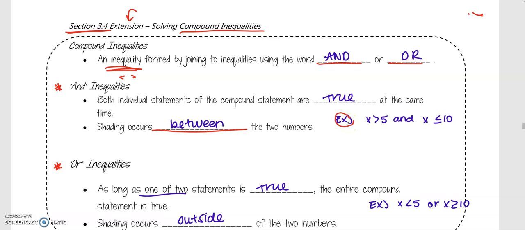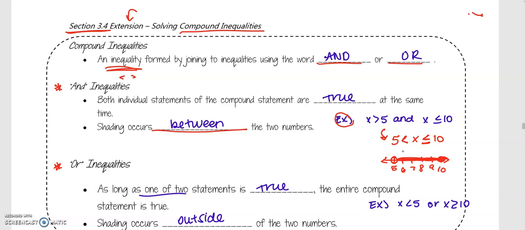So here's an example. It says x is greater than 5 and x is less than or equal to 10. So we can write this as 5, the smaller number, is less than x, and it's also less than or equal to 10. And what that looks like on a number line is if I have 5, 6, 7, 8, 9, 10, I have an open circle on 5 because it's just a less than. I have a closed circle on 10 because of the "or equal to". And I shade between these numbers.